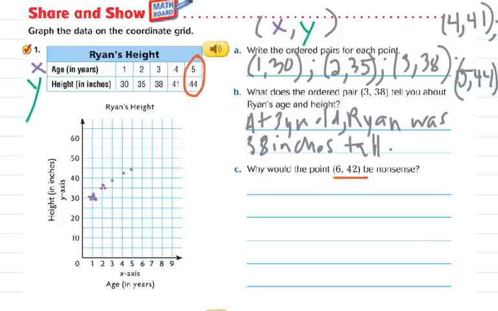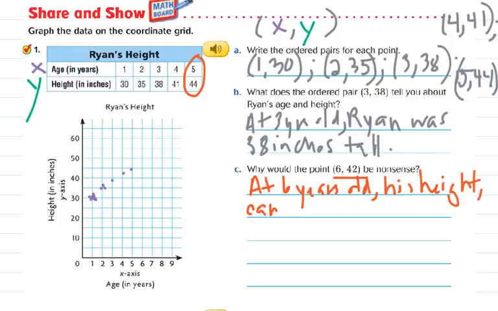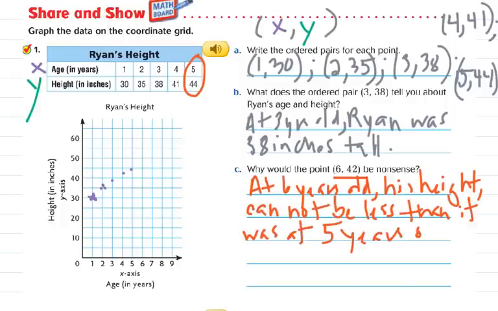So what we could say is at 6 years old, comma, his height, comma, cannot be less than it was at 5 years old. So that's why that point would be nonsense. So we're going to go on to the next one.